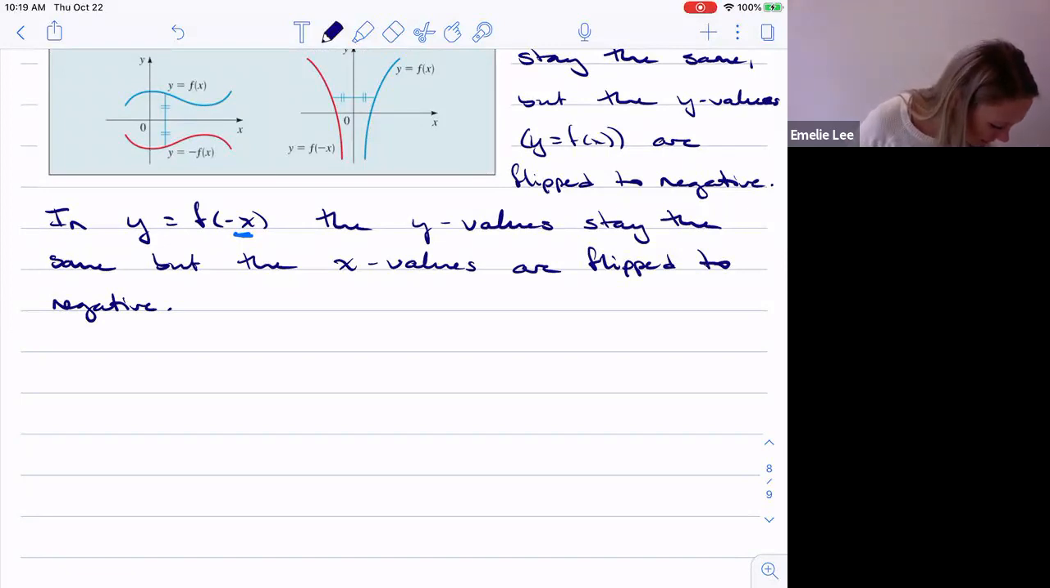Let's see if I have a... I don't think I have a good example quite yet. So we'll talk about the vertical stretching and shrinking as well as the horizontal stretching and shrinking. And after we've talked about even and odd functions, then we've got a really good handle on all the things that we could do.